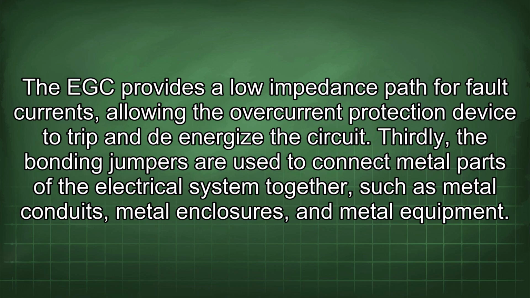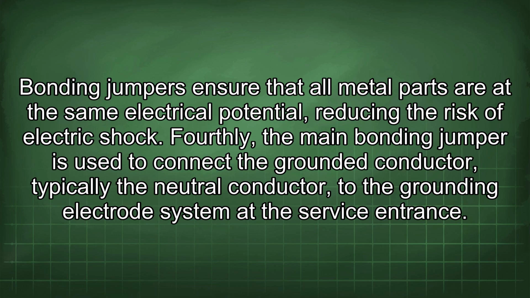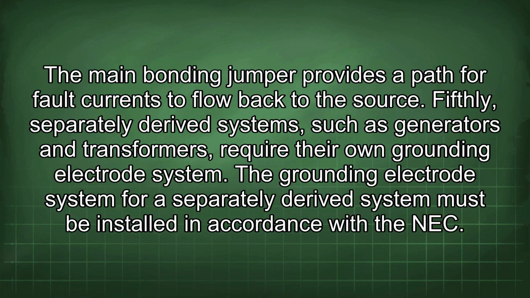Thirdly, the bonding jumpers are used to connect metal parts of the electrical system together, such as metal conduits, metal enclosures, and metal equipment. Bonding jumpers ensure that all metal parts are at the same electrical potential, reducing the risk of electric shock. Fourthly, the main bonding jumper is used to connect the grounded conductor, typically the neutral conductor, to the grounding electrode system at the service entrance. The main bonding jumper provides a path for fault currents to flow back to the source.